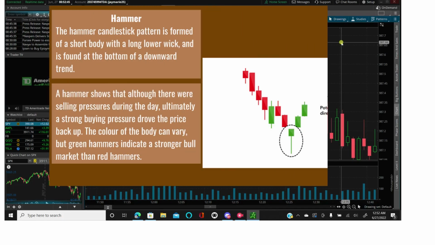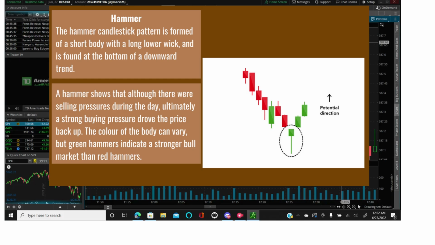The next bullish candle we're going to talk about is the hammer candlestick. The hammer candlestick pattern is formed of a short body with a long lower wick and is found at the bottom of a downtrend. So again, this is another bullish sign for traders. When the stock hits a support line and forms that hammer candle, which is a small body and a longer wick, it's another signal to traders that the stock may potentially reverse to the upside. So they will wait for confirmation and then get into a bullish trade.